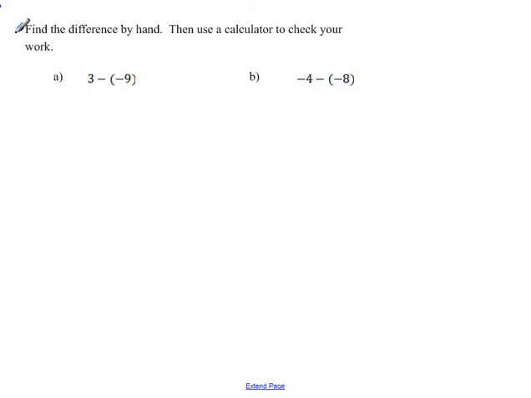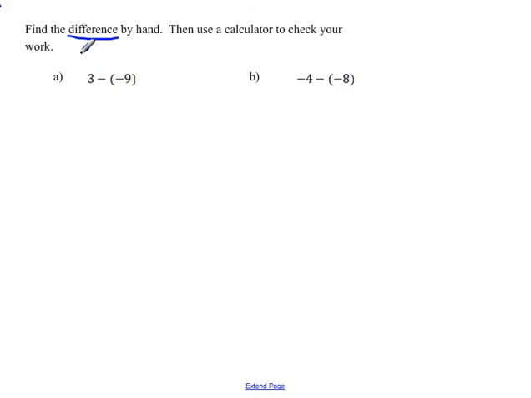Find the difference by hand, then use a calculator to check your work. So again, we're being asked to find the difference. So we know that we're going to be dealing with a subtraction problem. And as we've been talking about in this section, instead of thinking about subtracting, we're just going to go back to our rules for addition.